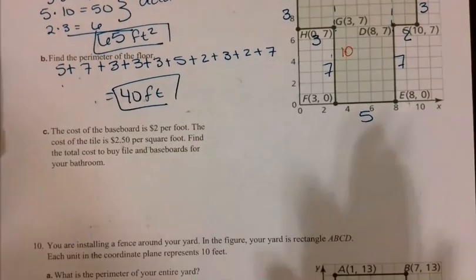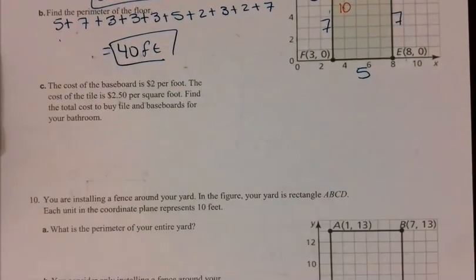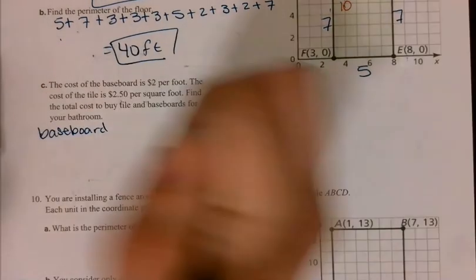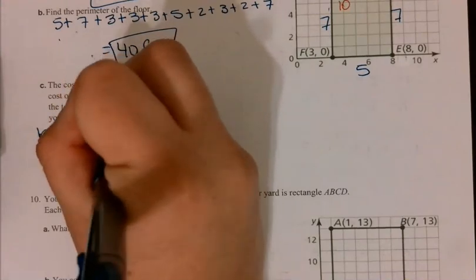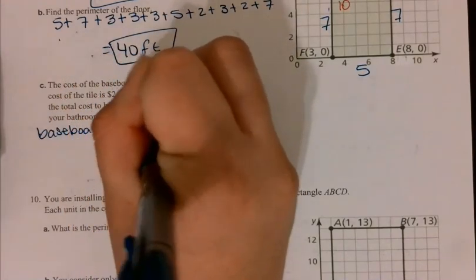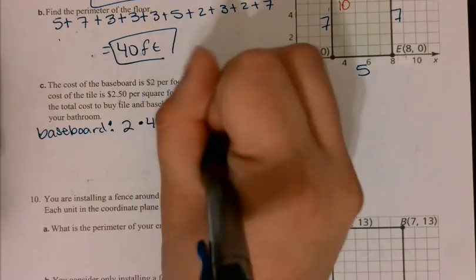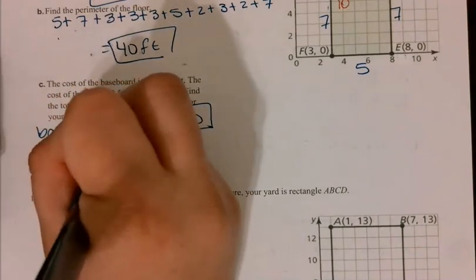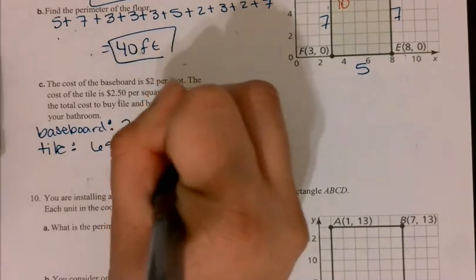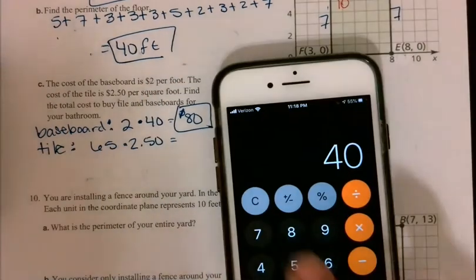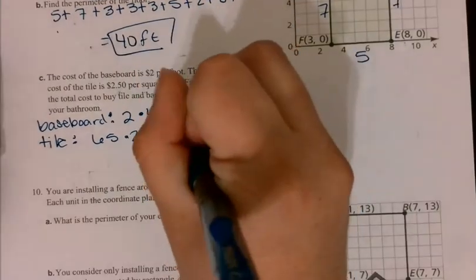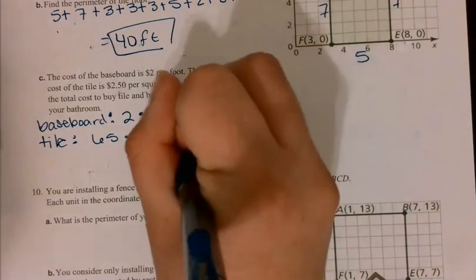Okay. C tells me the cost of the baseboard is $2 per foot, and the cost of tile is $2.50 per square feet. So I'm going to do baseboard first. 2 times 40, which gives me $80 for the baseboard. Then I'm going to do tile, which is 65 times 2.50. Gives me 162.5. So since this is money, it's 0.50.